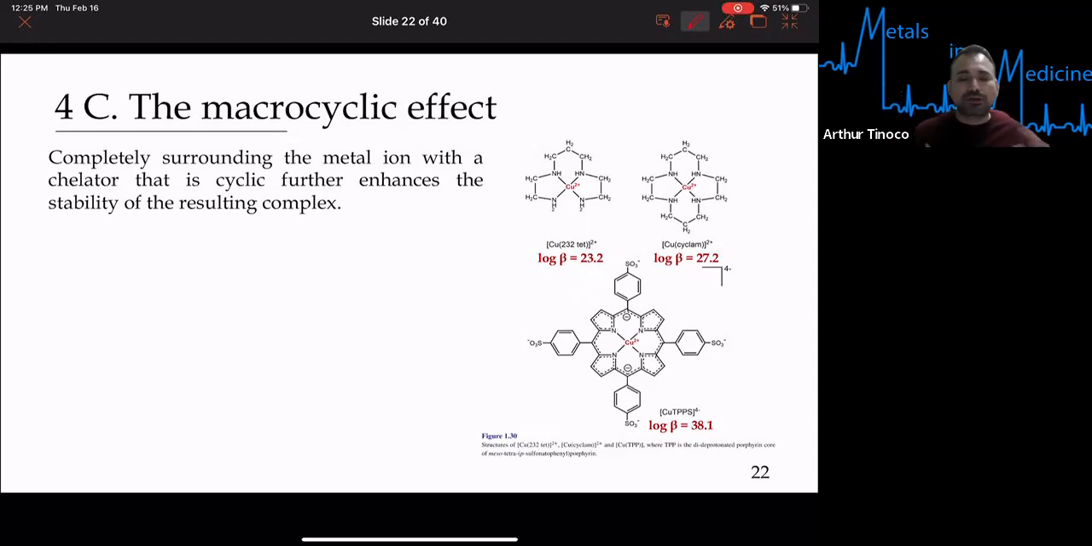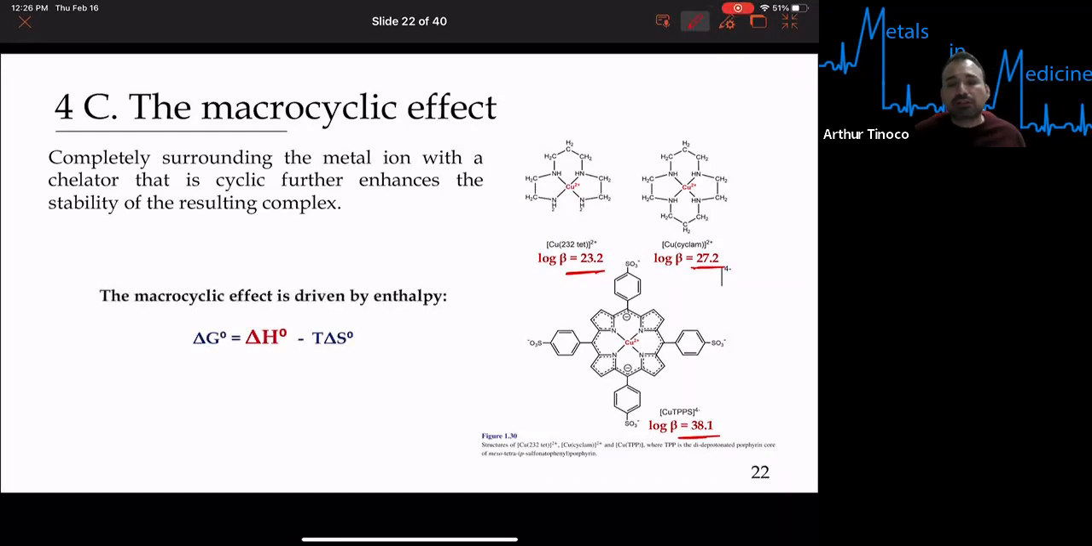Nitrogen is something that can be intermediate or hard depending on where it's positioned within the actual ligand. All right, so these complexes basically make sense to us. The question is, why are these affinity constants different? In this one to the left you have a log beta of 23.2. The one right next to it is 27.2, and you have this one here that is extremely high relative to the other ones, which is 38.1. So they are different, even though you're forming the same type of bonds, right? And so what's governing that?